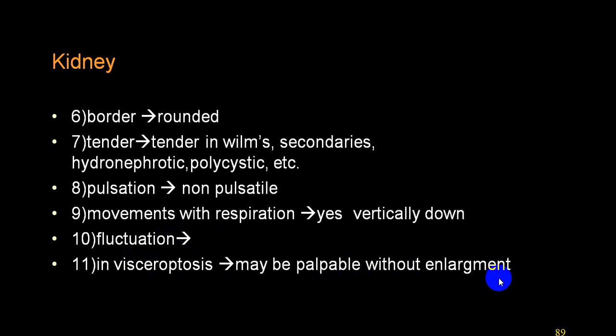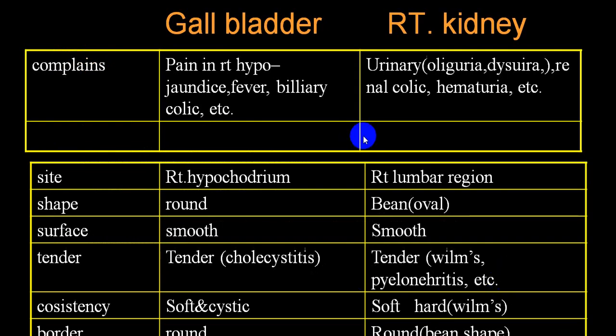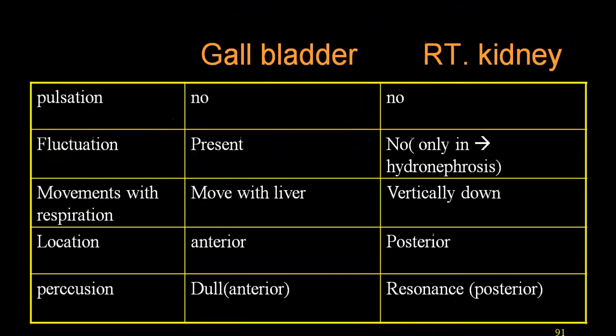These are some of the things that can be asked to you in your oral. They can ask you the difference between gallbladder and kidney. That is, gallbladder is on the right side, so you have to differentiate between right kidney and gallbladder. So at your leisure time, you can go through. I've kept this particularly for your oral exams.